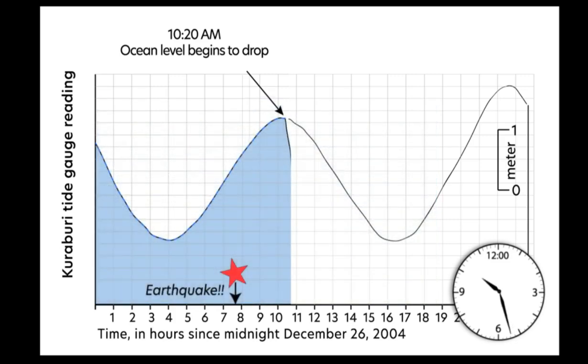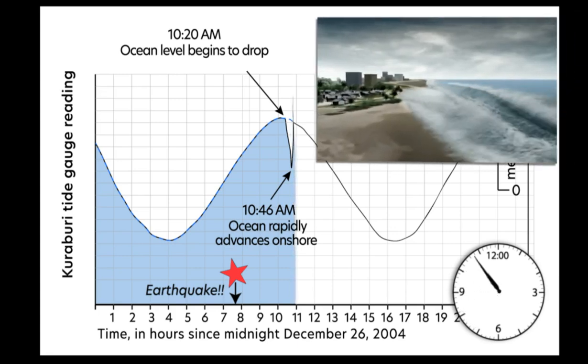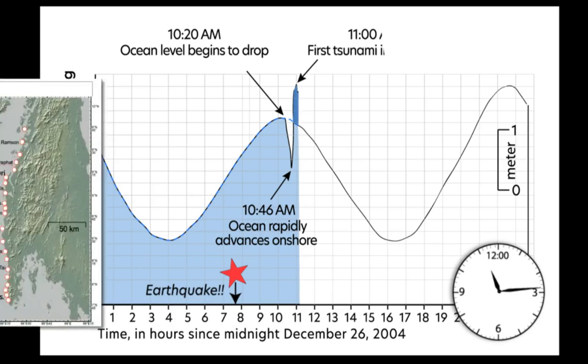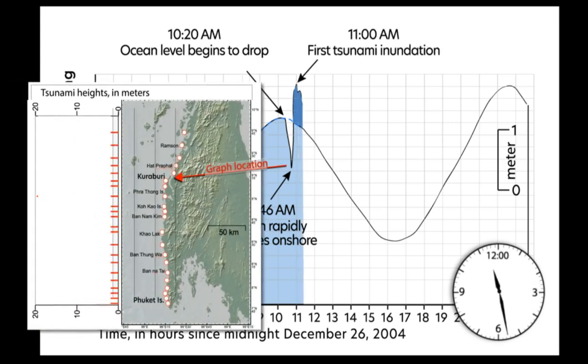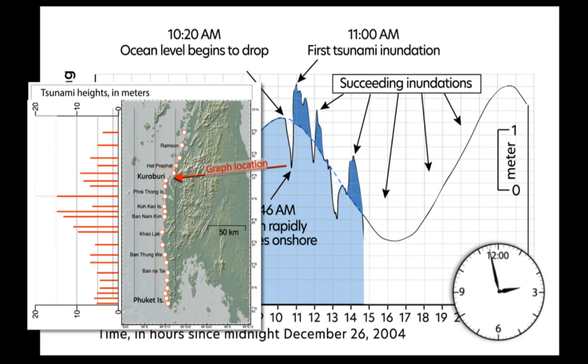Tide gauge records indicate the ocean level dropped for about 25 minutes. Then, over just a few minutes, the ocean rapidly advanced back to and beyond shore as the first wave inundated coastal lowlands. Along the coast from Phuket Island north to Myanmar, a series of withdrawals and inundations followed with tsunami heights from a few meters to almost 20 meters.